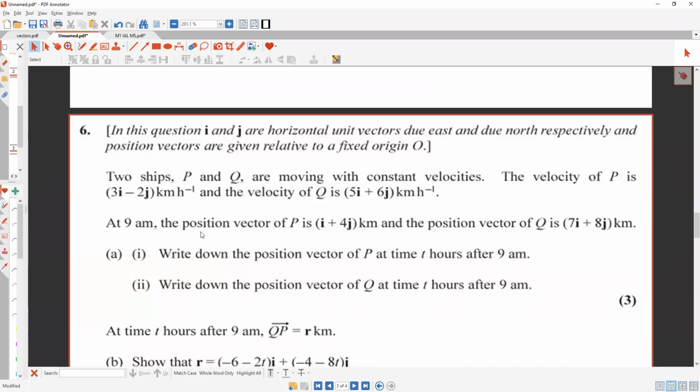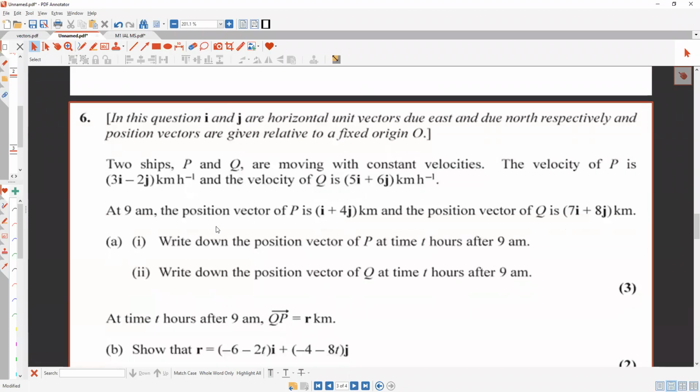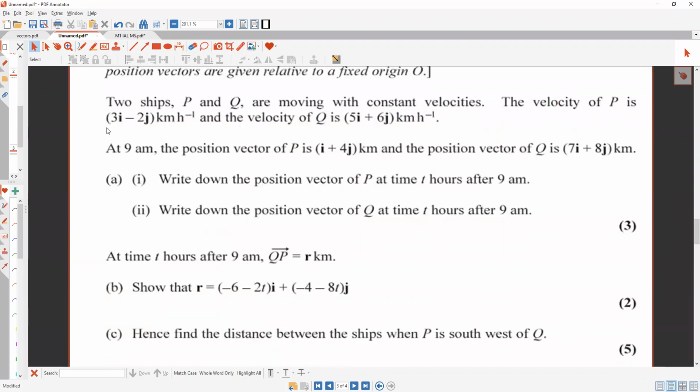June 2019 GCE, question number 6. They gave you the velocity of ship P and the velocity of ship Q. At 9 a.m., the position vector of P is i plus 4j, and we know their initial position vectors. Whenever they give you velocity and initial position vector, which formula comes to mind? r is equal to r0 plus v times t.